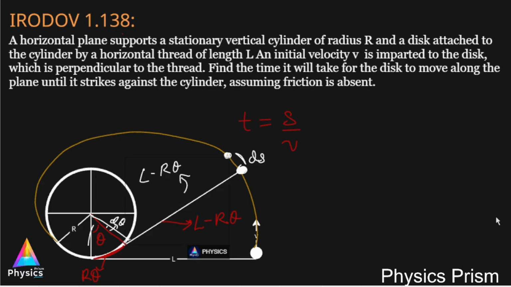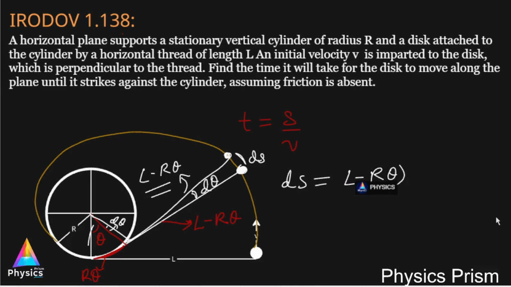So this length is obviously the same. This length remains the same. And so the angle between this remains d theta. And if this angle is d theta, and we know that the length of this arc is L minus r theta, so we can easily say from the arc theorem that ds is nothing but L minus r theta times d theta. So we get ds. What else do we need?